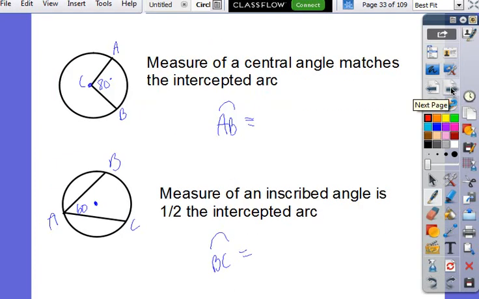What's the difference between inscribed and central? Central comes from the center of the circle. Central goes to the center and comes back out. Inscribed goes to the circle and comes back out. What do we know about the angles here? That's going to be the same. This one, the angle is half of the arc. The arc is always the big one.